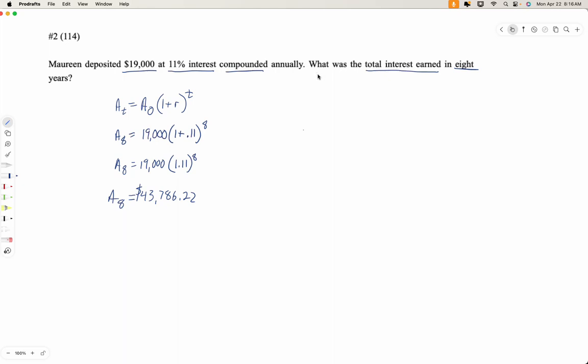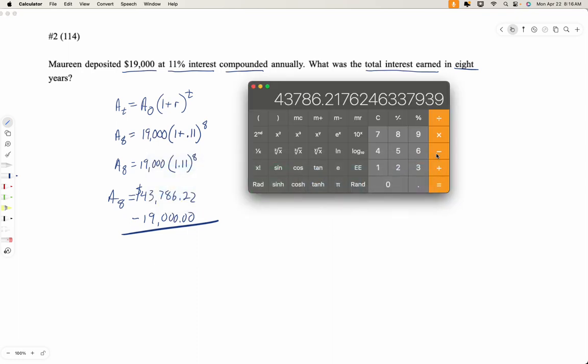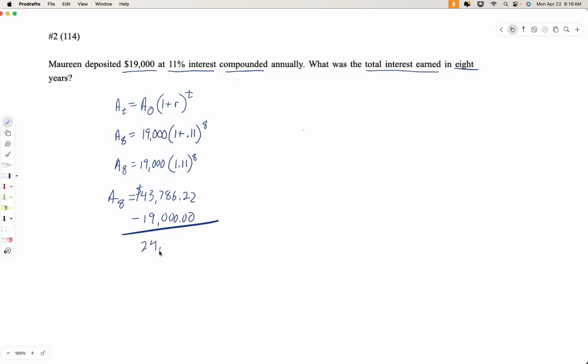But we don't want to know the total amount. We want to know the total interest earned. So we have to subtract the original amount that she deposited into the account. So I'm going to go back to the calculator and subtract 19,000 from that number that we did. And that gives me 24,786 and 22 cents. That's the number we're looking for.